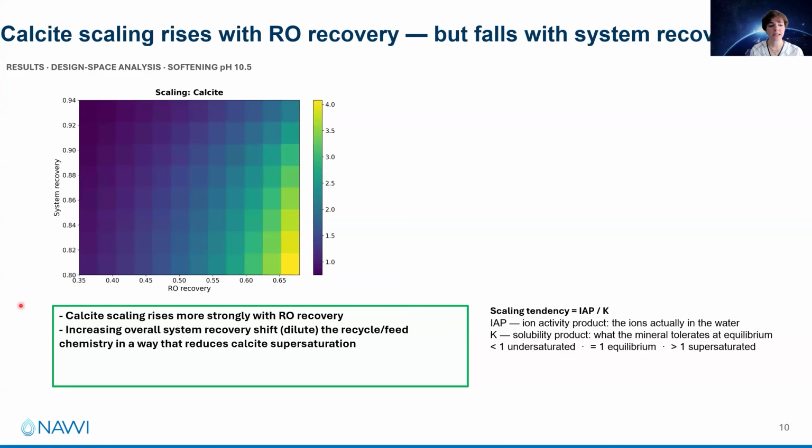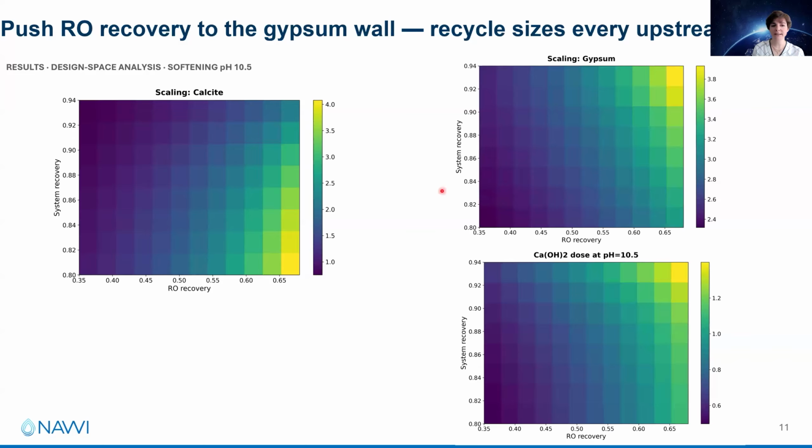What you see here is that calcite scaling rises more strongly with the reverse osmosis recovery. As you increase the overall system recovery, the recycled feed chemistry becomes diluted in a way that reduces calcite supersaturation. We see somewhat the same trend for gypsum, but gypsum correlates more with the reverse osmosis recovery and not the overall system recovery. The reason is the same supersaturation state of gypsum because of the anti-scalant dosing that I mentioned.